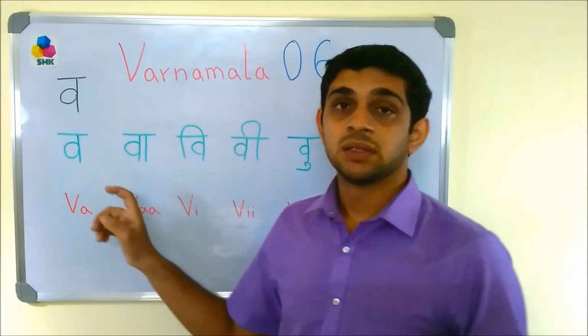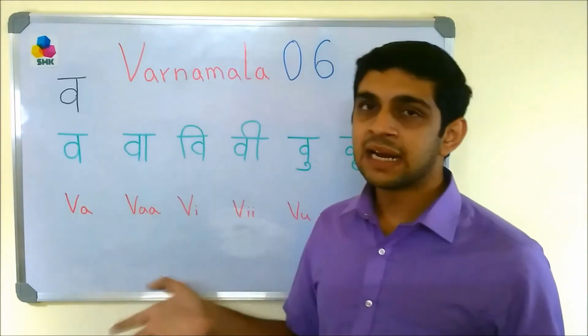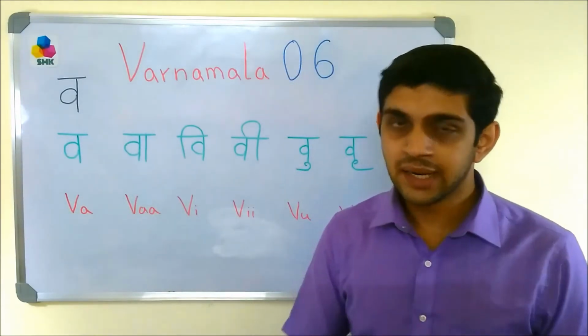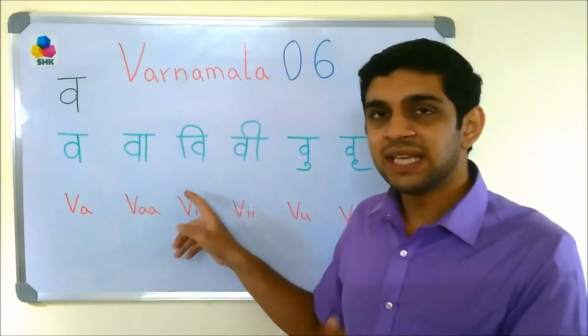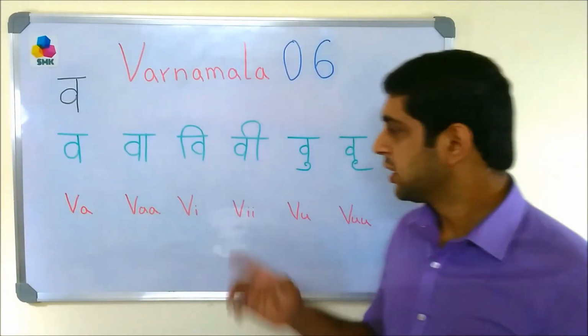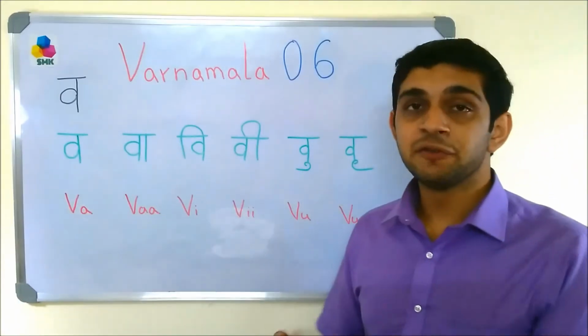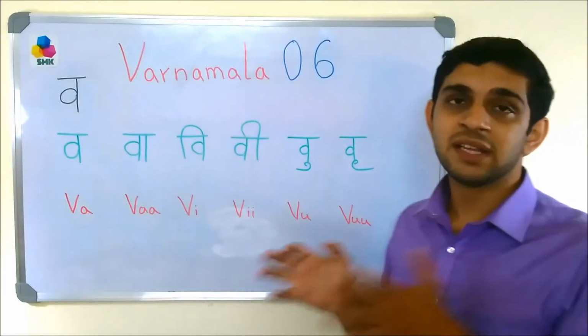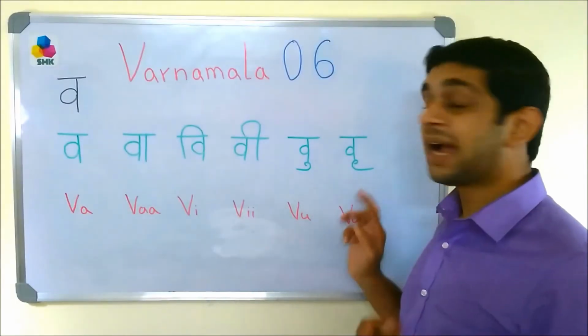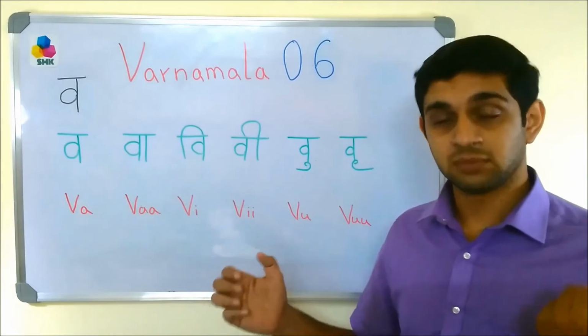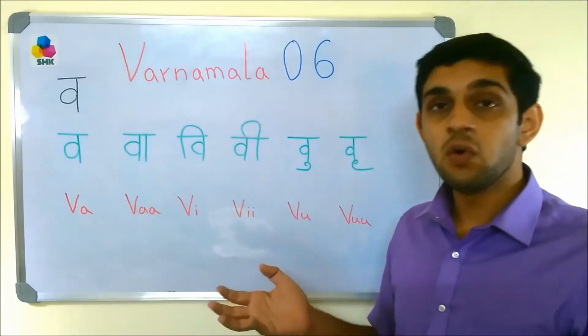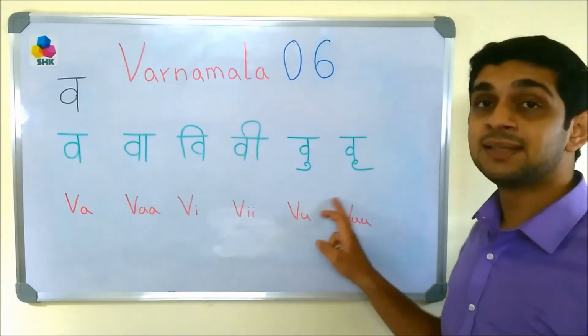So V and A will give you va, right? V and small e will give you ve. V and big E will give you ve. V and small u will give you woo. And V and big U will give you woo. Okay? W-O, woo. So that spelling is this one.